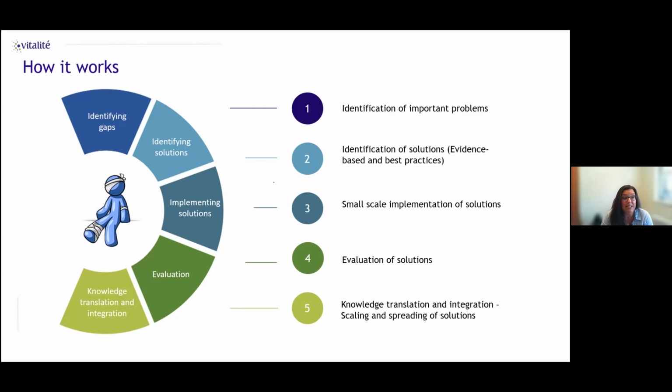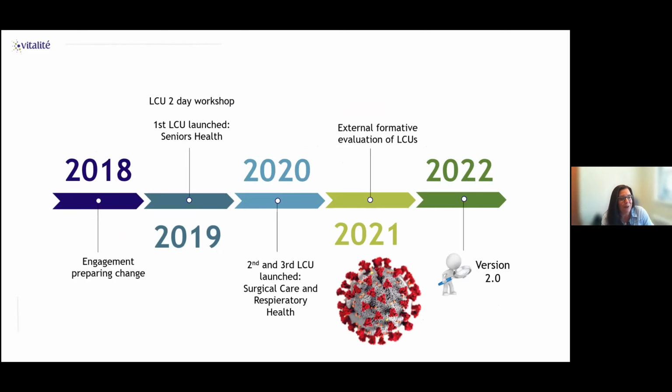Small scale implementation of solutions. So really trying to scope down so we could launch initiatives locally and then look at measuring success and then evaluating and being able to then translate knowledge and integrate that knowledge and scale and spread the solutions. So this cycle shows a half cycle, but the idea is this continuous learning cycle that would keep going on and on and on. That was the objective. It is still the objective, but I guess it brings me to this timeline where I'm just showing you how we went about this.